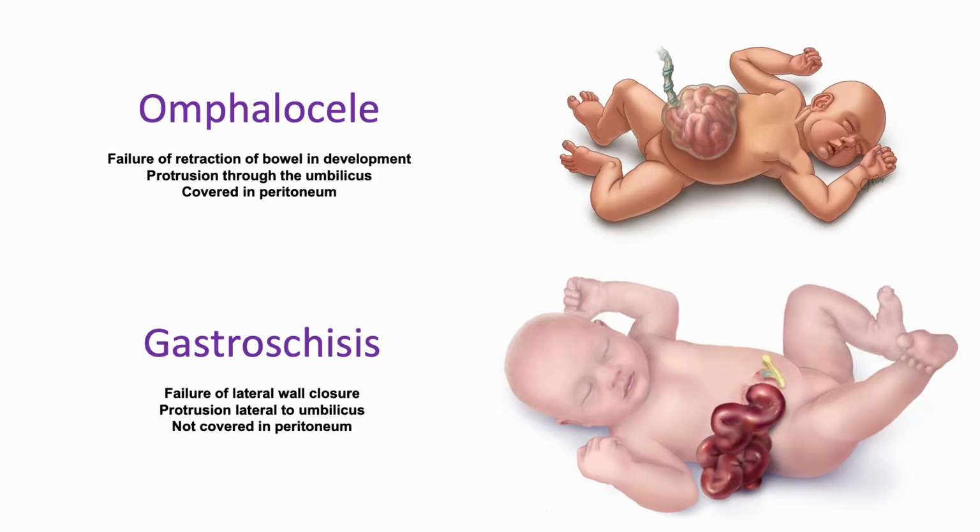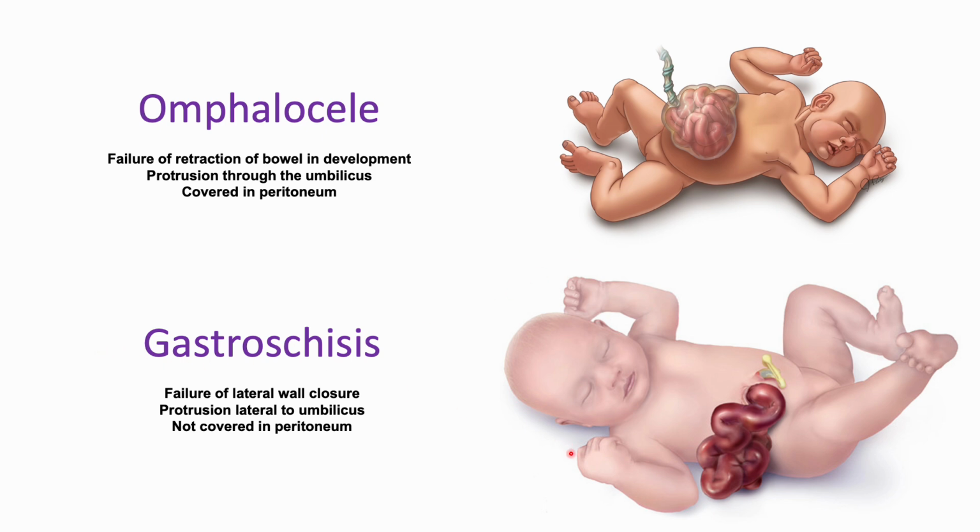Two presentations that are relatively similar that we need to be able to differentiate. This is going to be omphalocele and gastroschisis. So omphalocele specifically refers to failure of the bowel to be retracted during development. It is going to be surrounded in peritoneum, and it protrudes through the umbilicus, because this is the region where we had the bowel coming through with that physiologic herniation in development. So it happens through the umbilicus, covered in peritoneum, caused by failure of retraction of the bowel during development.